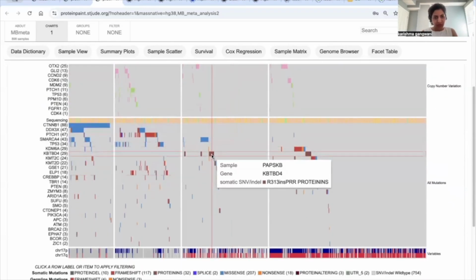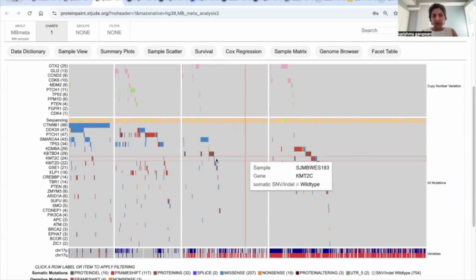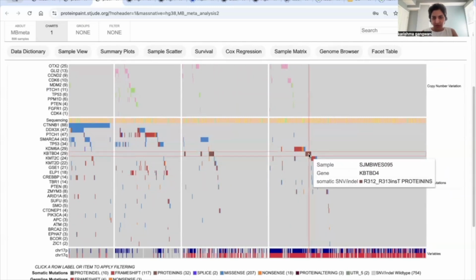The other example to really observe is the KPTBD4 mutations. As you can see, these are protein insertions. That means there are sequences of amino acids that are inserted in specific regions of the protein domains. And we'll look at that in more detail in the next few minutes. So you can see that KPTBD4 here is present in both group 3 and group 4.